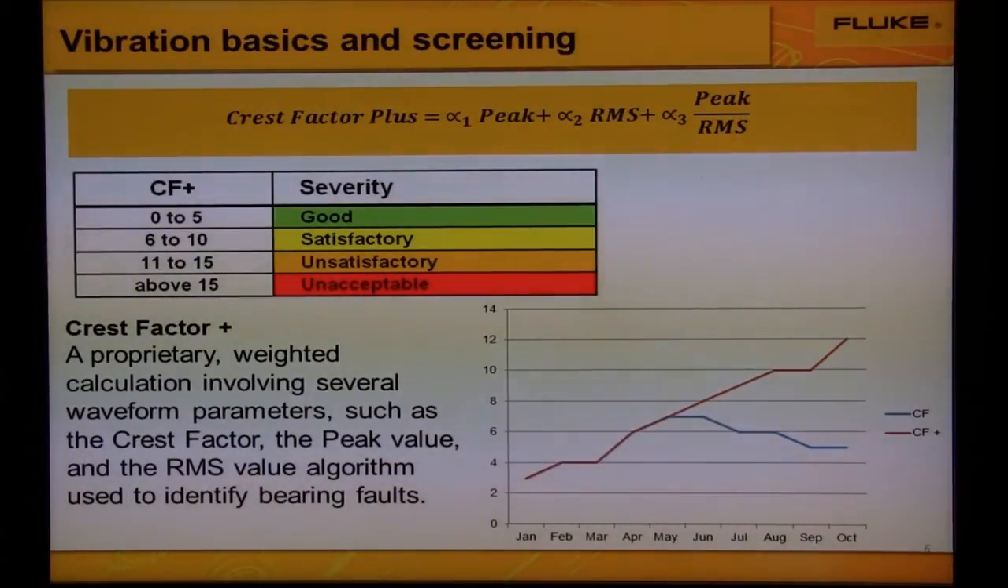In the lower right is an example graph that shows ordinary Crest Factor in blue varies from 3 to 7, but then back to 4 as the bearing worsens, where Crest Factor Plus, the red plot, increases steadily from 3 to 12 as the bearing damage worsens.